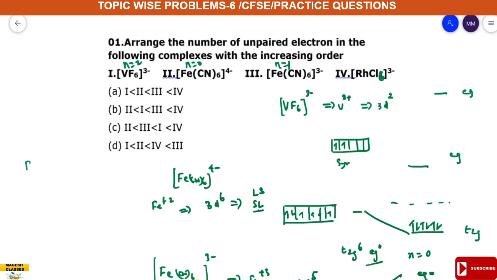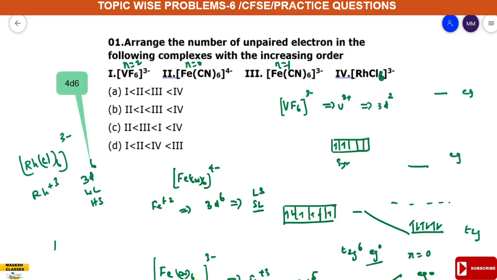Fourth one, [RhCl6]3-. Rh is in the +3 state. It is 3d6. Weak ligand, and it is high spin. So that the electronic configuration is, the number of unpaired electrons is 4. Clear?